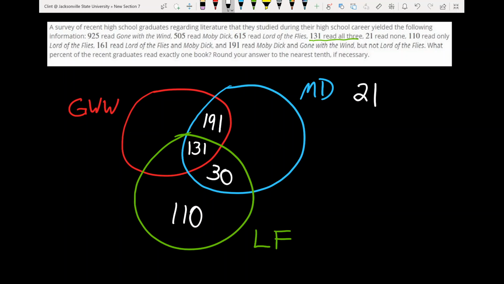So yeah, let's back up to here. 615 read Lord of the Flies. So that means we want a total of 615 in the green circle. But we've already got 3 of those pieces filled in. So we'll do, I got my calculator right here, 615 minus 110, that's in the green, minus 30, that's in the green, minus 131, that's right in the middle. And that leaves us 344.